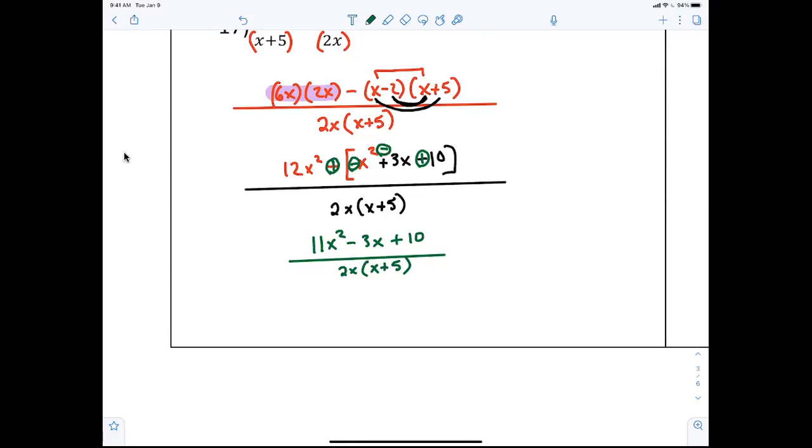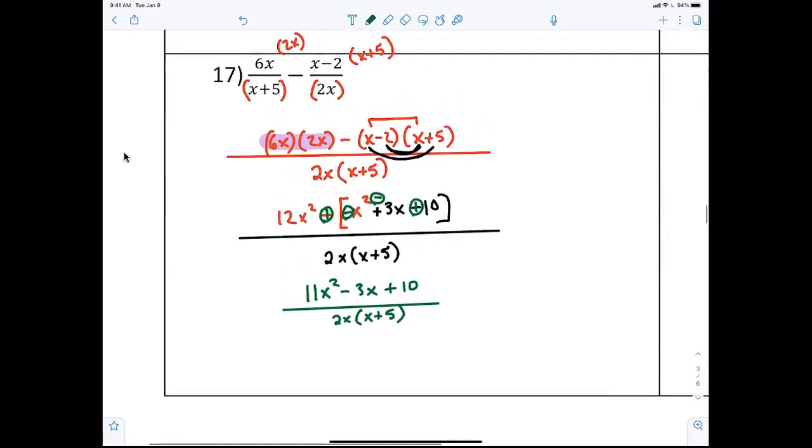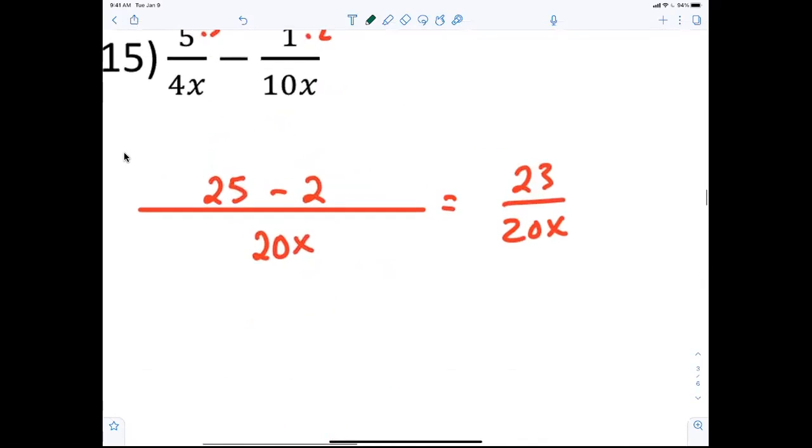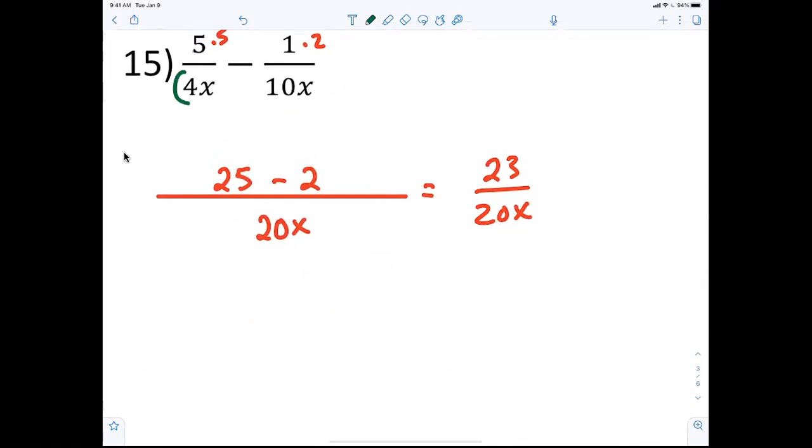When you combine them, it's not combined. On the one above it, we didn't combine them. Well, this one we did, because up here, this is all multiplication. There's no addition or subtraction. Addition and subtraction is what makes them different. Okay?